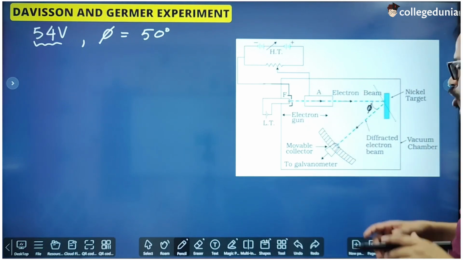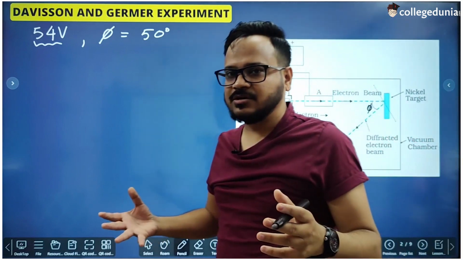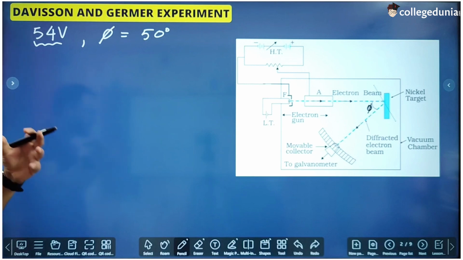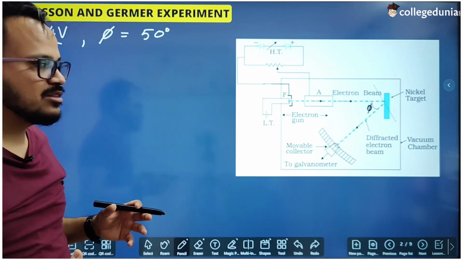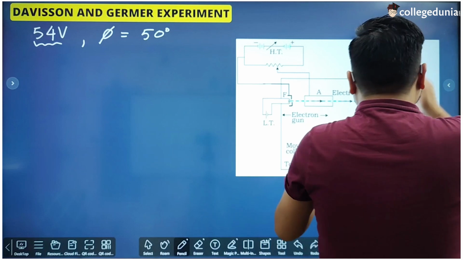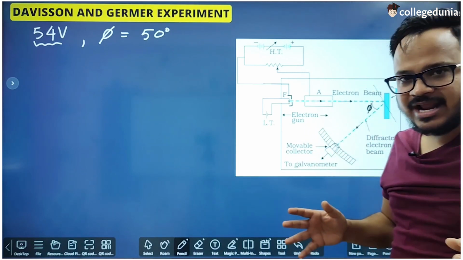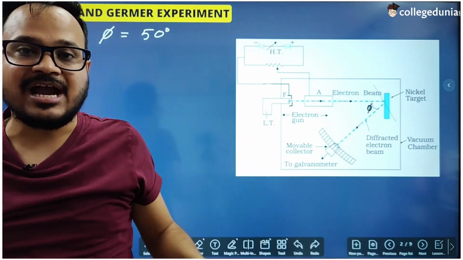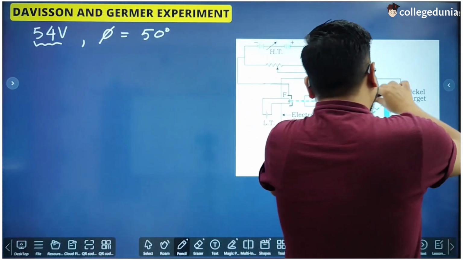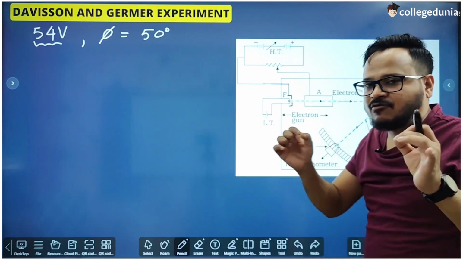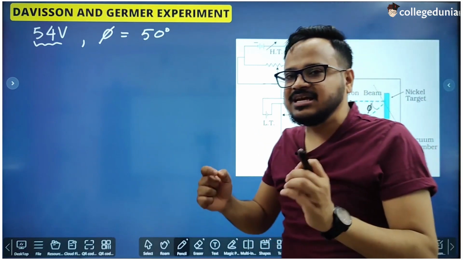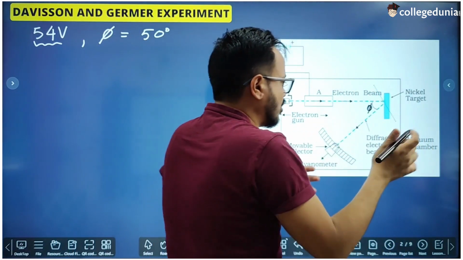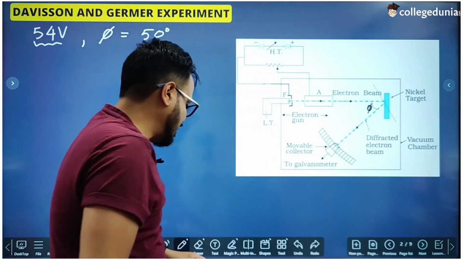Why is this happening? Because electrons possess wave nature, right? According to de Broglie, electrons possess wave nature, and waves have a very important property of interference. So when these electrons hit the nickel crystal, they scattered in all directions, and all those scattered waves interfere with each other to produce maxima and minima. So this was the angle at which the first maxima was produced, and we all know that intensity in case of first maxima is maximum, sorry. So we got maximum intensity at this angle.